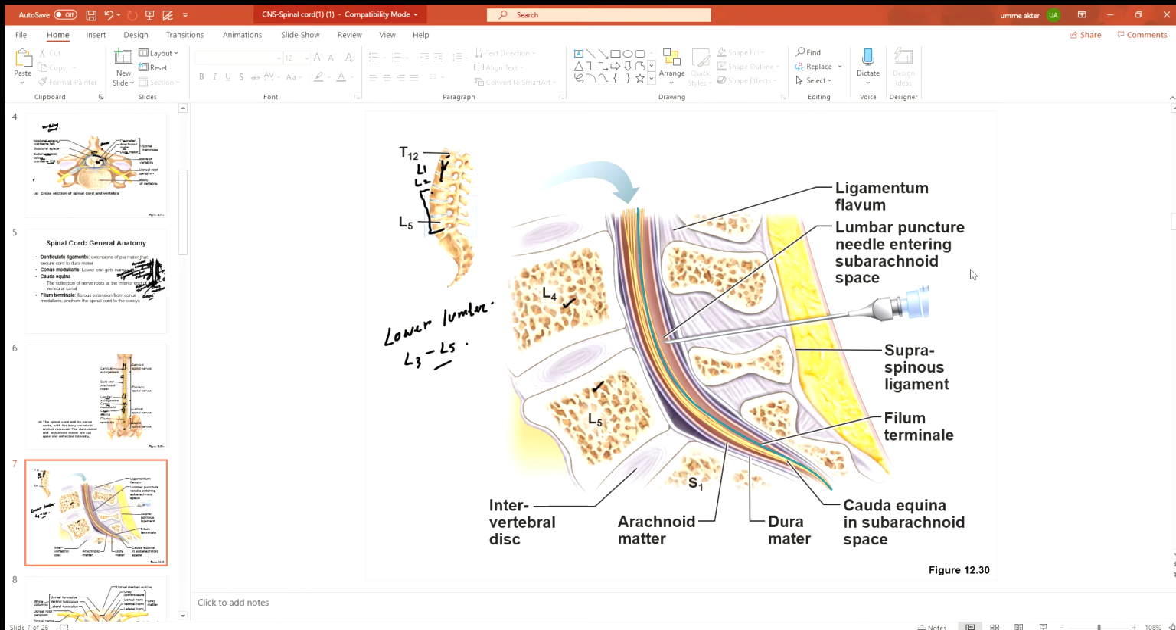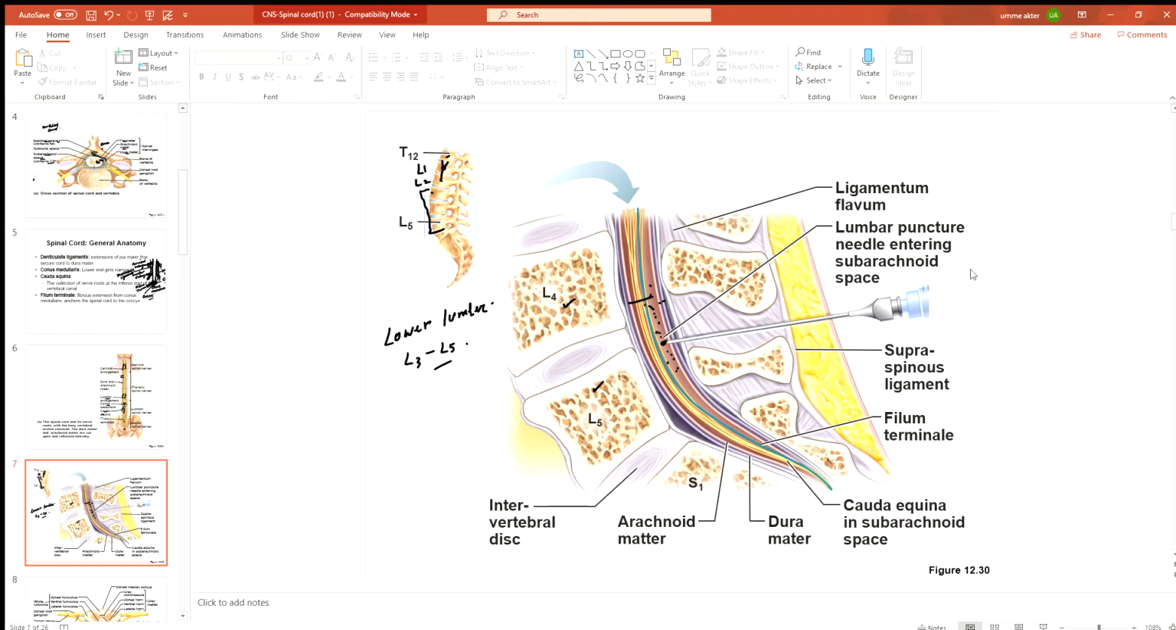At L3, 4, 5, we can do lumbar puncture here because the covering meninges continue down. So although no spinal cord is here, you have the dura, arachnoid, and subarachnoid space, and you have the cerebrospinal fluid in the subarachnoid space. So what we do, we insert a long needle through the back of the vertebral column and collect the cerebrospinal fluid from the subarachnoid space. And this area is safe because this is lower lumbar, no spinal cord is in this area, but fluid is there. So without any chance of injuring the spinal cord, you can collect the cerebrospinal fluid.